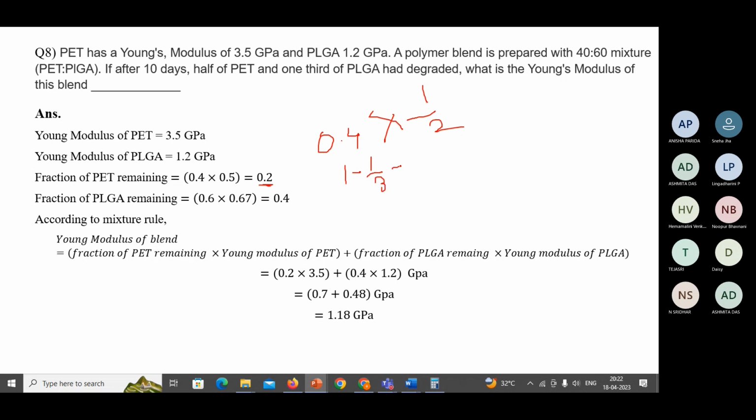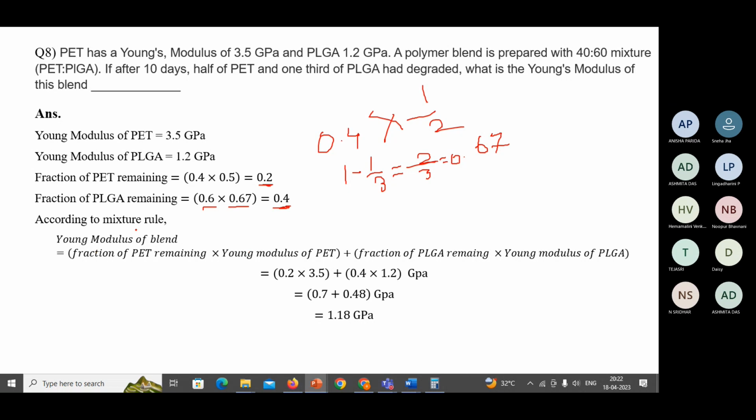So that comes as 2/3. If we calculate 2/3, the value comes as 0.67. So we take 0.6 times 0.67, and the value here comes as 0.4.